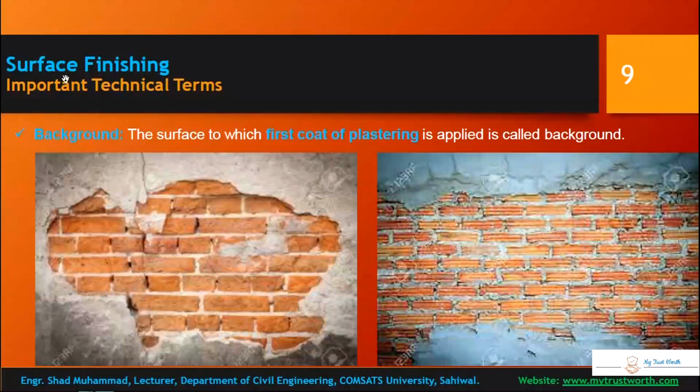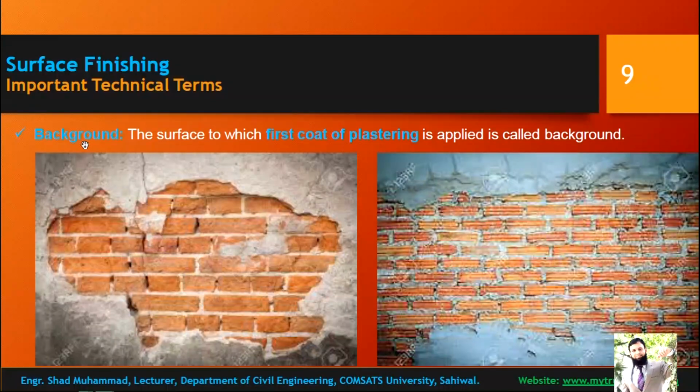Alright, let's move on and study some important technical terminologies. What is background? The surface to which the first coat of plastering is applied is called background. The original surface of the brick masonry or any masonry, on which the first coat of plastering is applied, is called background. It can be walls of any type, before applying surface finishing or plastering.